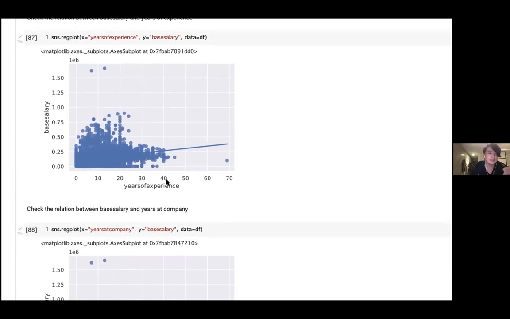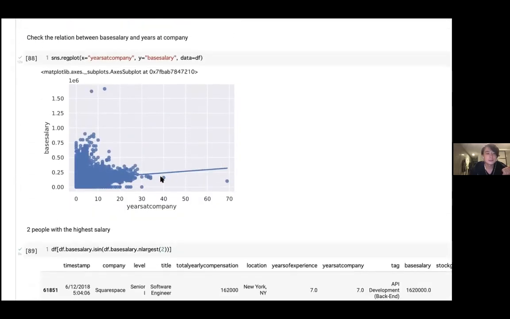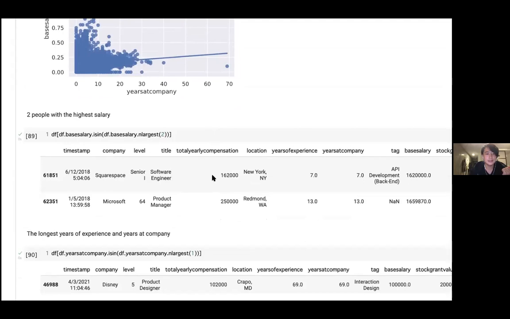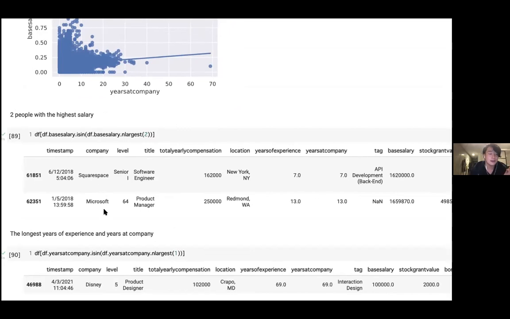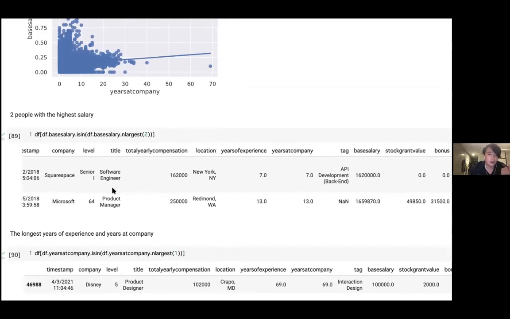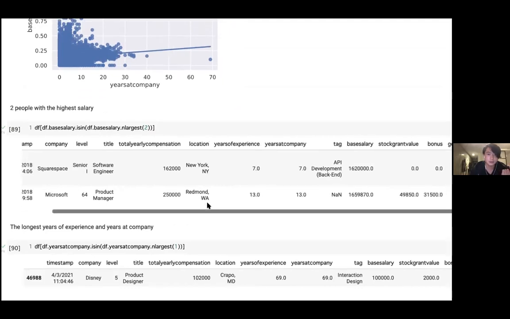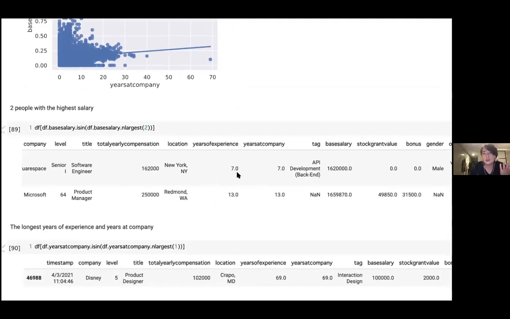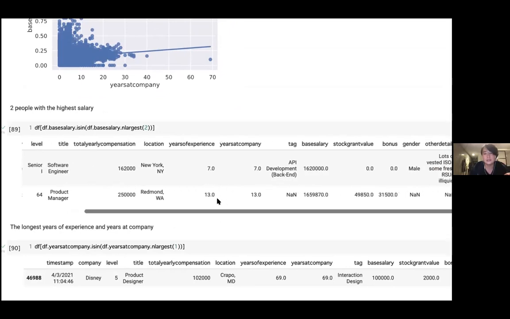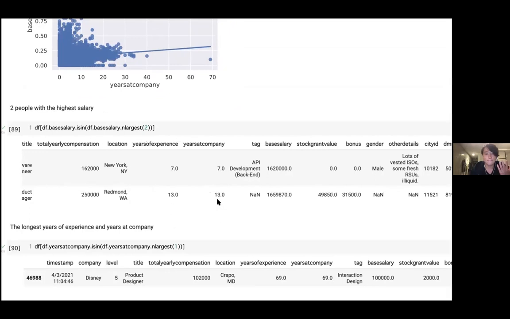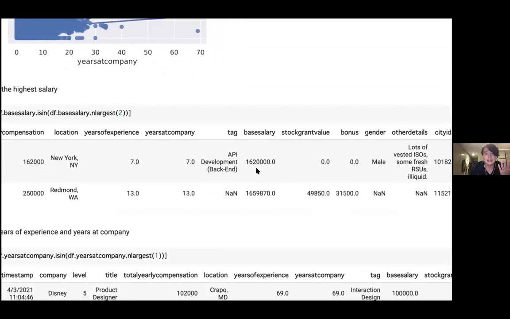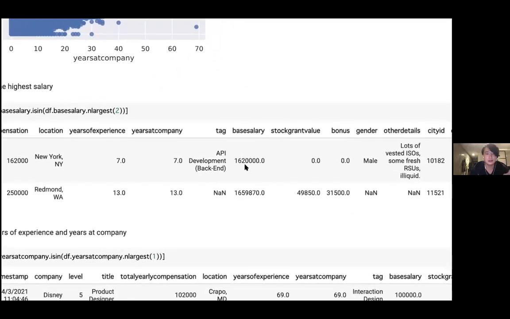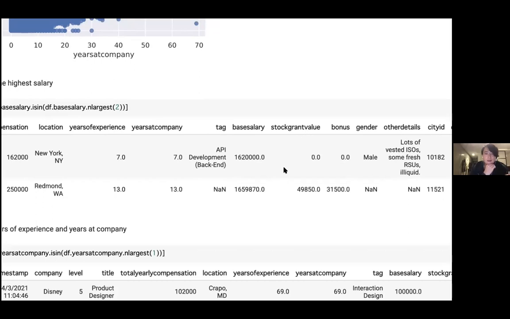So I decided to take a look at these people. It turns out that the two people with the highest salaries are one from Squarespace and the other from Microsoft. One is in New York and the Microsoft person is in Redmond. And yes, I understand their experience is quite long: 7 years, and the Microsoft person has worked at the company for almost 13 years. But the salary, again this number is in US dollars, so you multiply by 100 to get Japanese yen. It's almost 1.6 million yen for two people for 1 year.